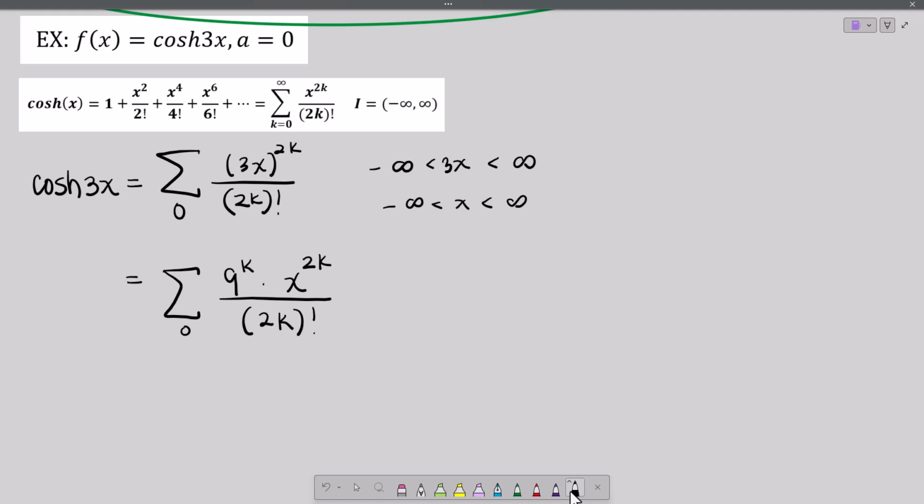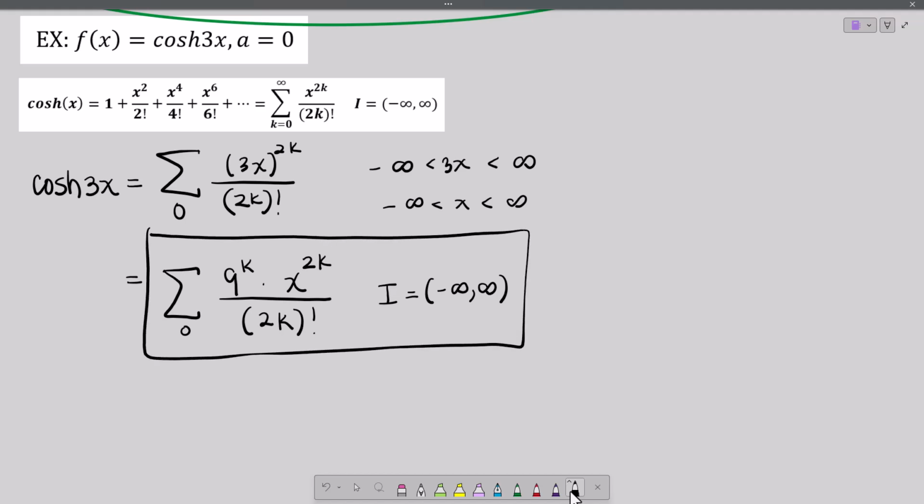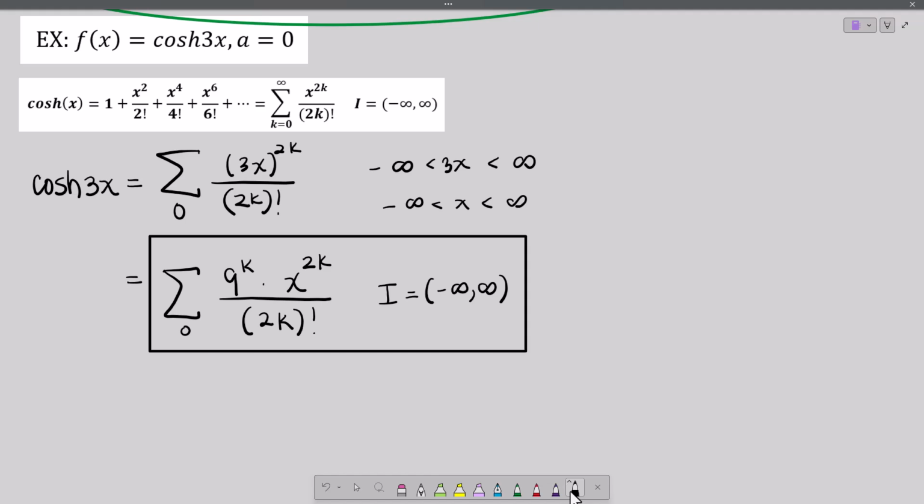And the interval of convergence, you can write it either of these methods of writing it is totally fine. You can write it in interval form or inequality form, doesn't matter. So those are some power series.